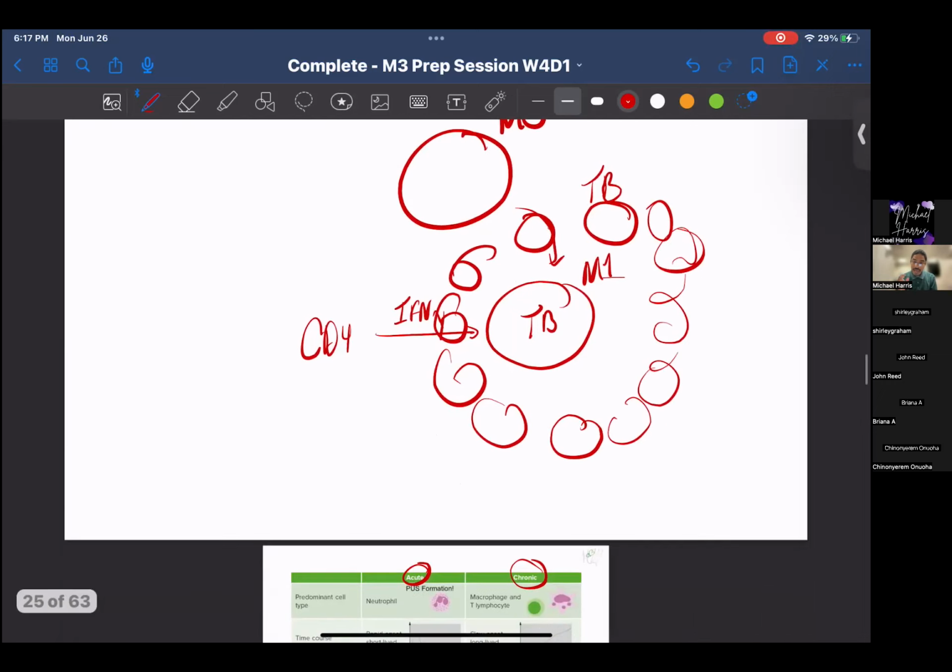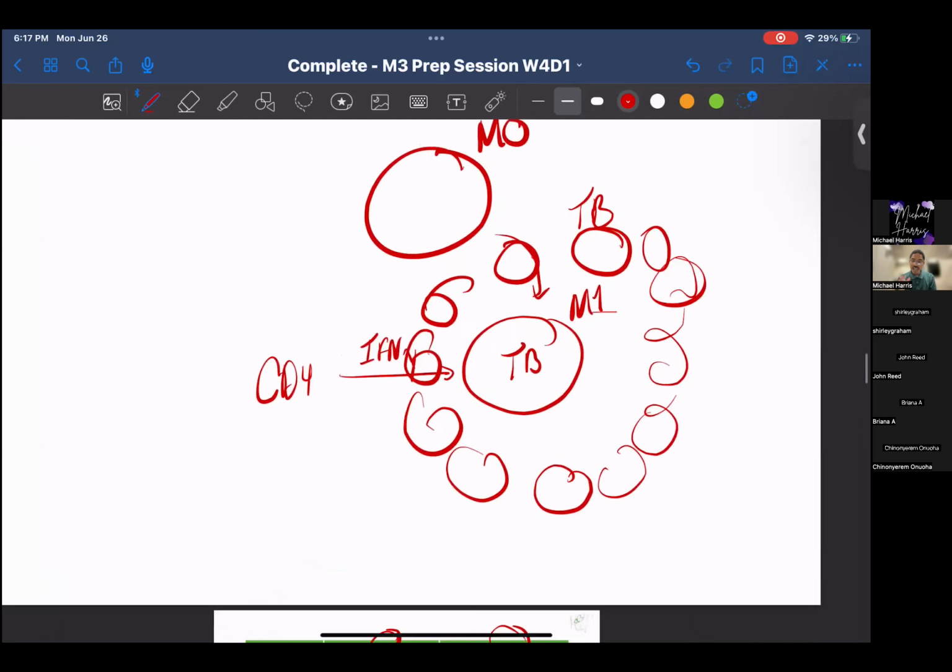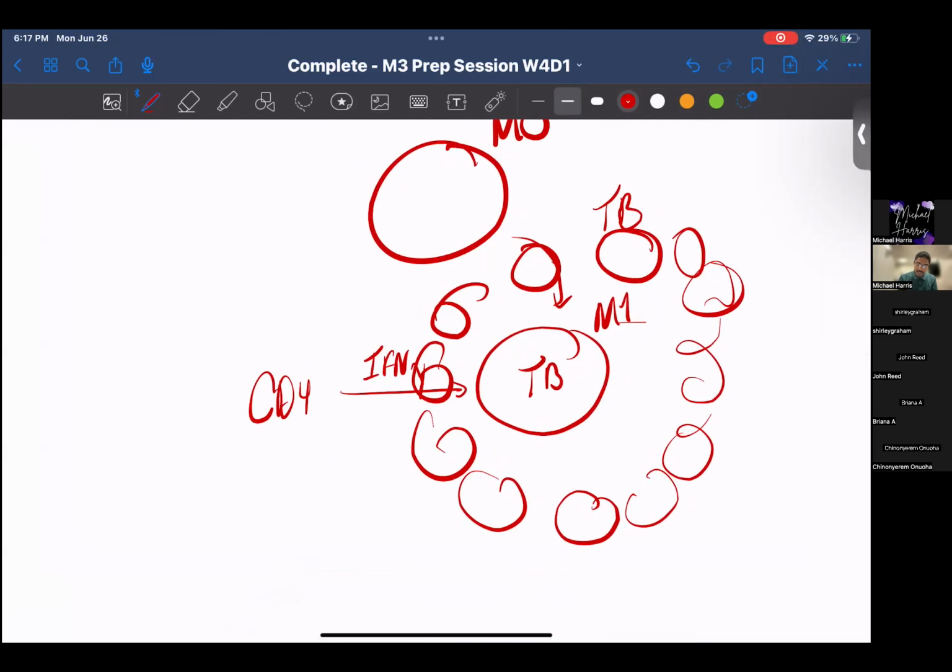Now, with that being said, over time, what do you think is going to happen to this cell? It has a TB parasite inside of it. Over time, what do you think is going to happen eventually? It'll die. That's where the necrosis comes from.